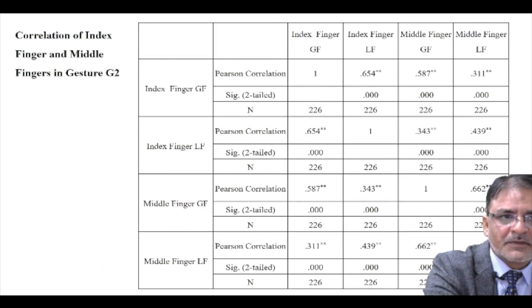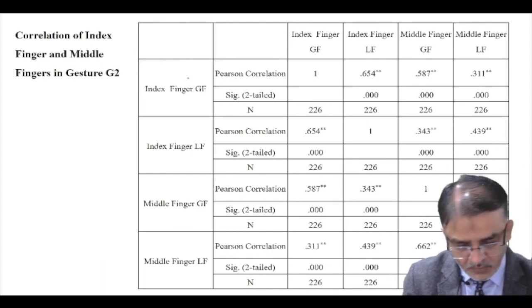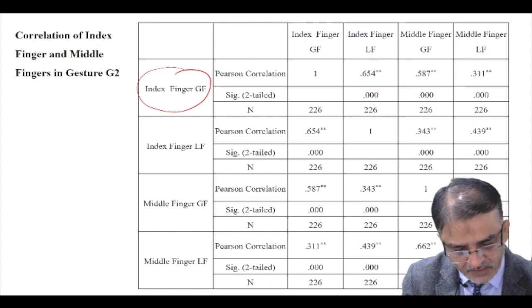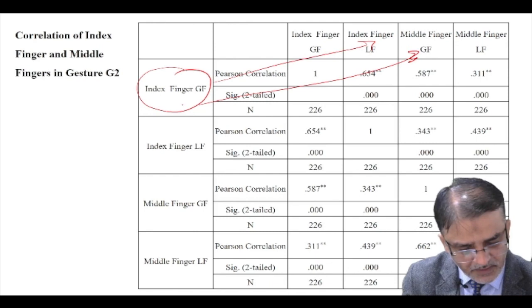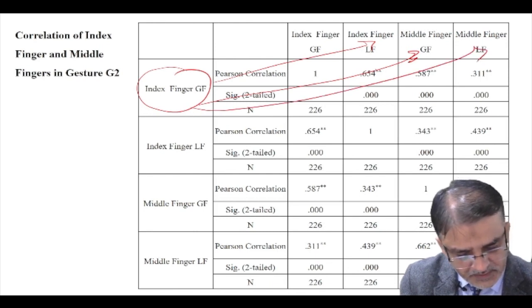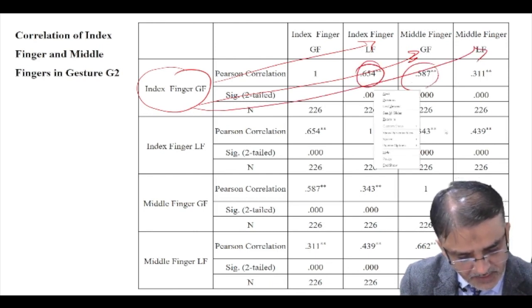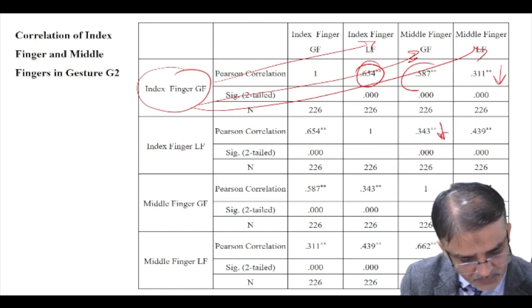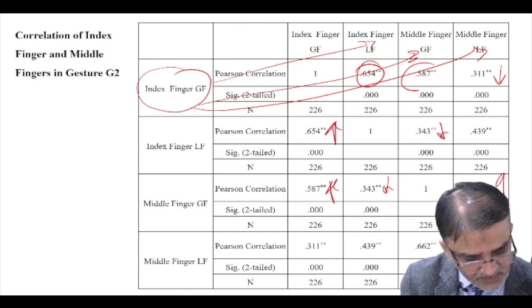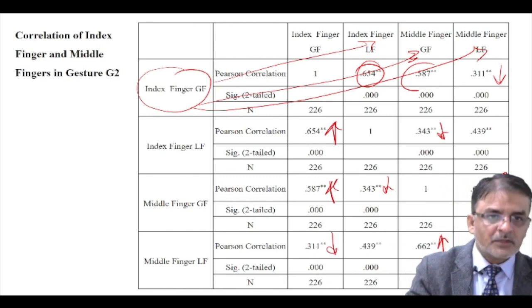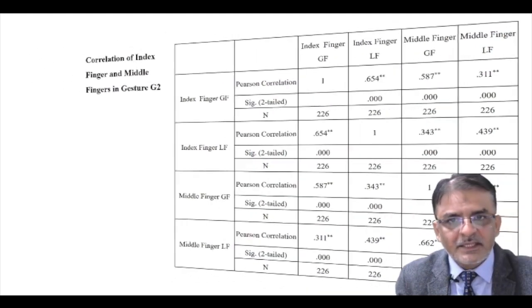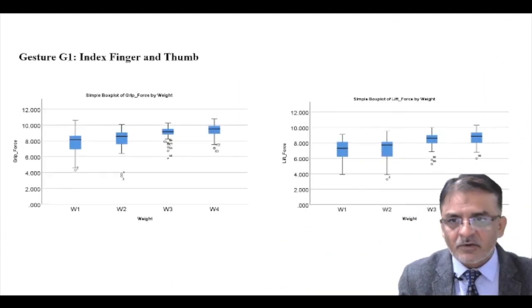This is the correlation for gesture 2, where we look at the correlation of finger force with grip force, with respect to index finger force and middle finger force. We see some high correlations and some low correlations. They all were significant, but some were low and some were high. So we analyzed these important intricacies of the results.